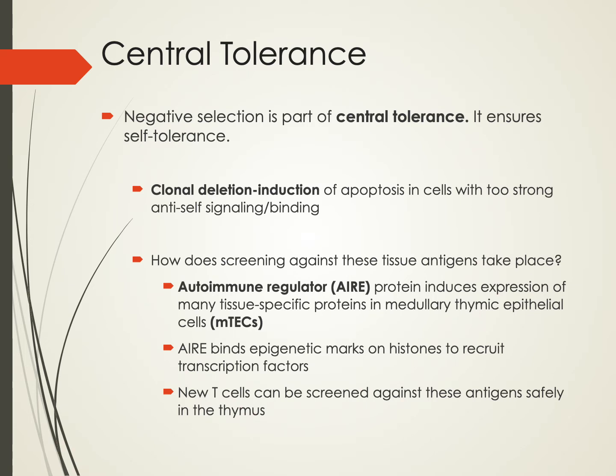So negative selection is part of central tolerance. So central tolerance is what's happening in your primary lymphoid tissues. There's also peripheral tolerance, so tolerance that's going to occur once your thymocyte has left primary and gone to secondary. But central tolerance is critical to self-tolerance. Self-tolerance is where you do not respond to self, okay?